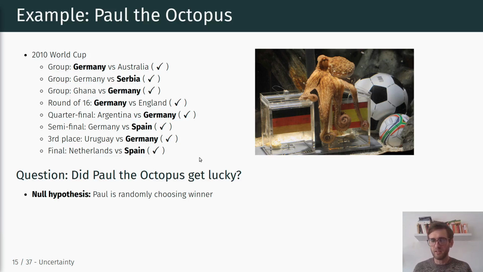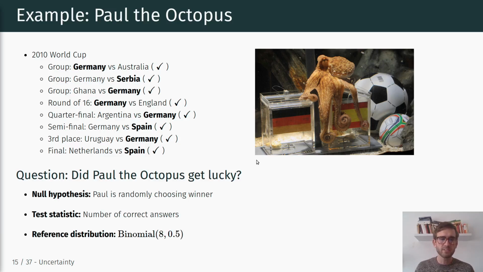And of course, the null hypothesis here in this context would be that Paul is randomly choosing the winner, right? Paul obviously doesn't really follow soccer all that much, or doesn't have any idea of what is going on beyond the fact that he wants a treat, and just chooses one of them randomly, okay? So that's our null hypothesis. The test statistic in this context is the number of correct answers that Paul the octopus gave in the context of the 2010 World Cup.